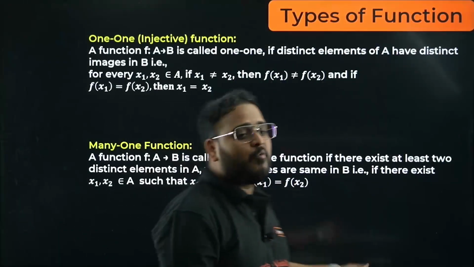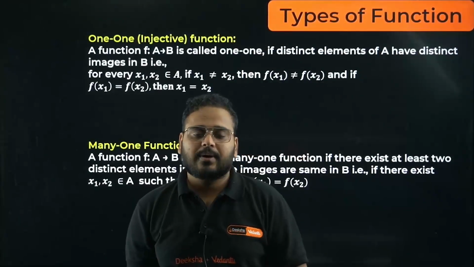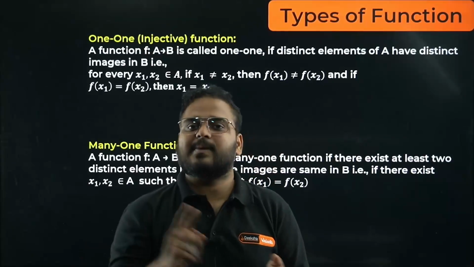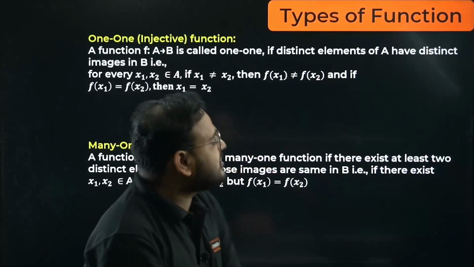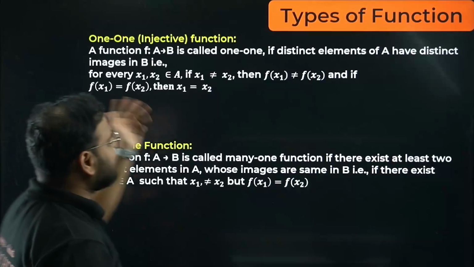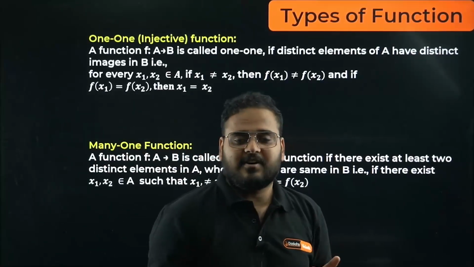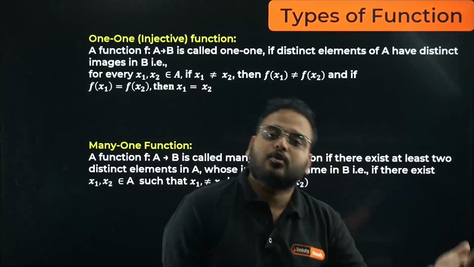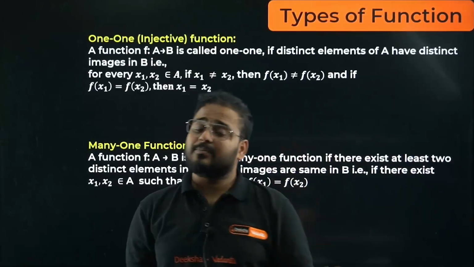Now we are going to move to types of functions. We have surjections, bijections, and we'll see all of that. The first is one-one or injective function. There are two different names for it: either you call it a one-one function or an injective function. What is the meaning of this?